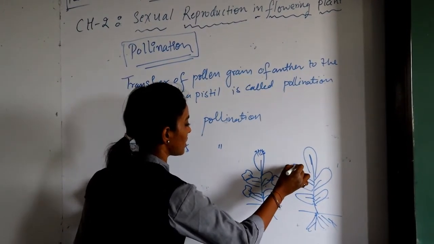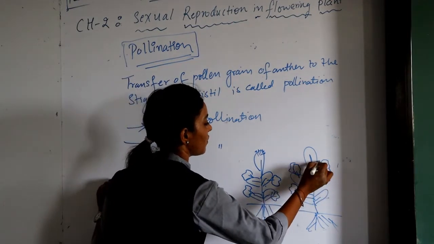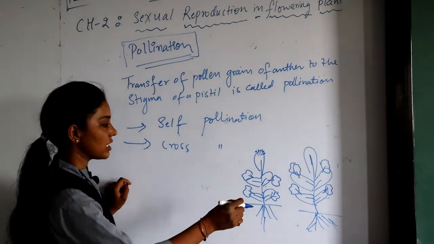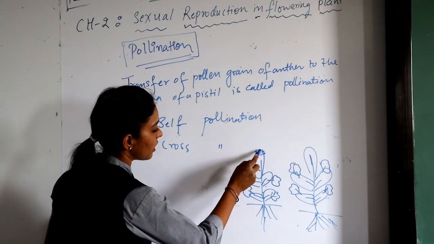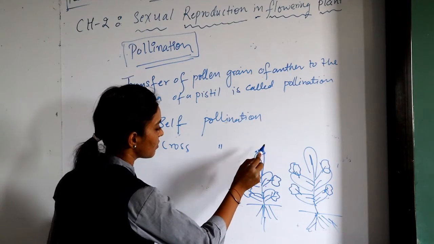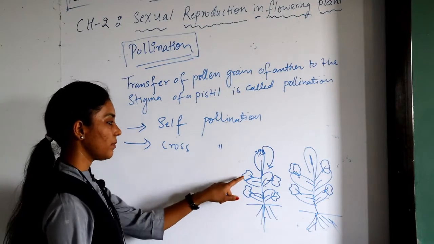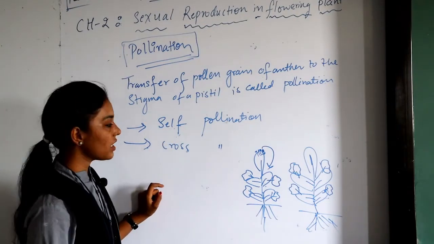Same way over here, it is having a flower in it. This is also having a flower. This is also having a flower in it. Now, transfer of pollen grain of an anther to the stigma, here this stigma, of the same plant. When the transfer happens on the same plant, then it is called self pollination.